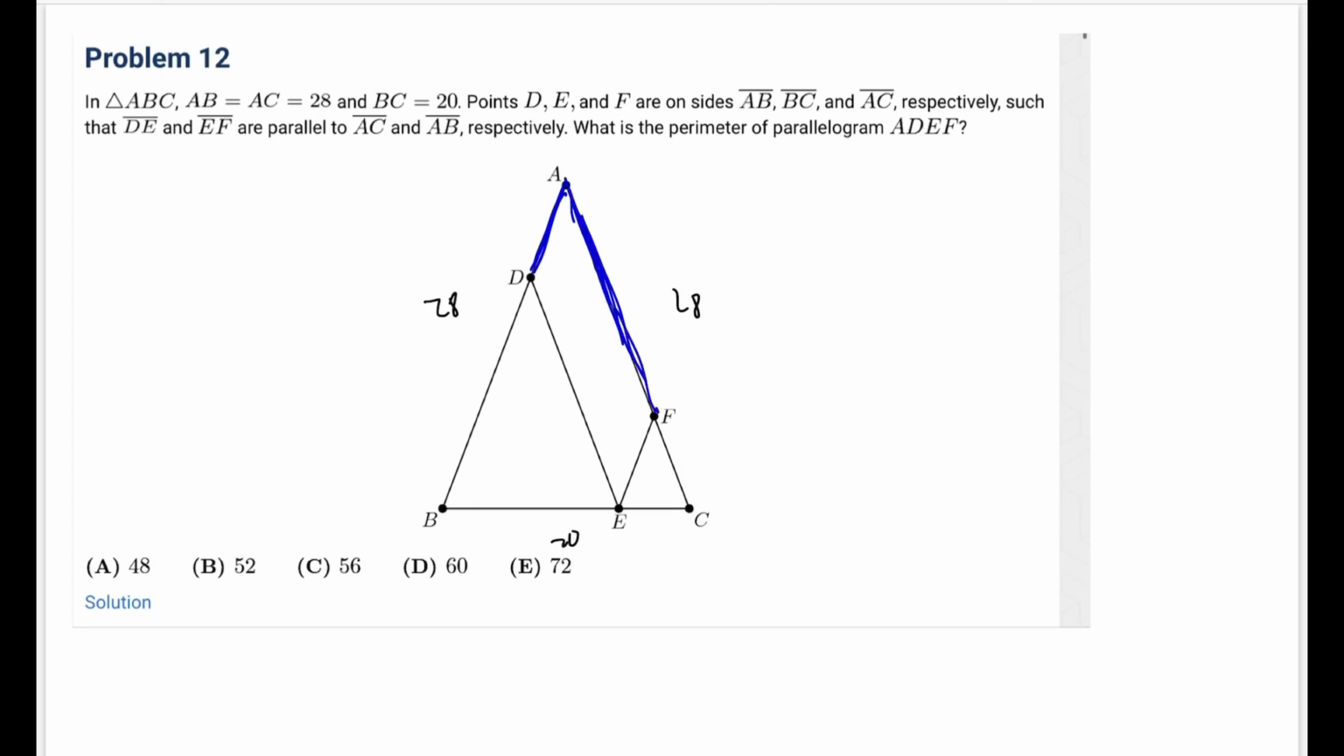But then we have these two lengths given because these are both 28, and we know that this length is the same as this length because this is an isosceles triangle, and the same thing because this is isosceles. We know that this length is the same as this length. So the perimeter is the same as these two lengths added together. So this is 28 plus 28 equals 59. Yeah, it's not 59, it's 56. So the answer is C.